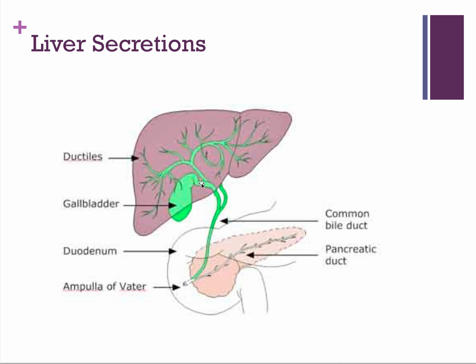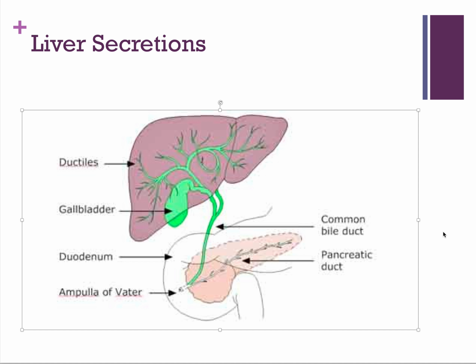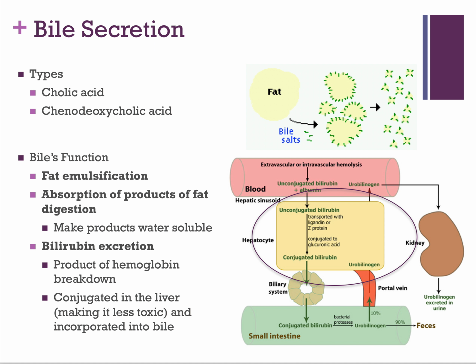Sometimes it backs up the cystic duct into the gallbladder. Otherwise, it just flows on down through the common bile duct, which converges with the pancreatic duct. All right, so bile. Bile is important for a variety of reasons.